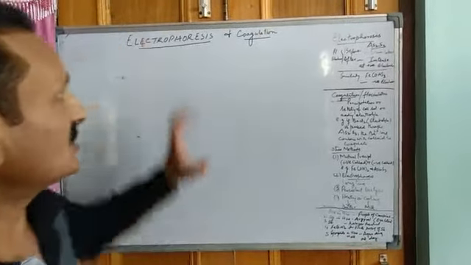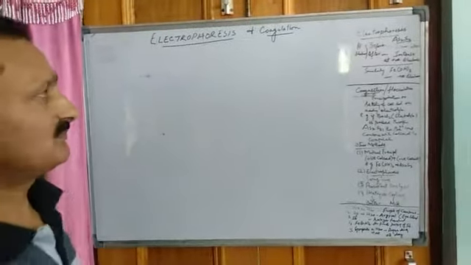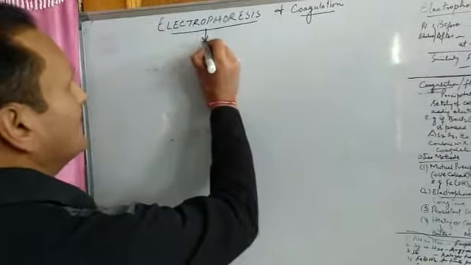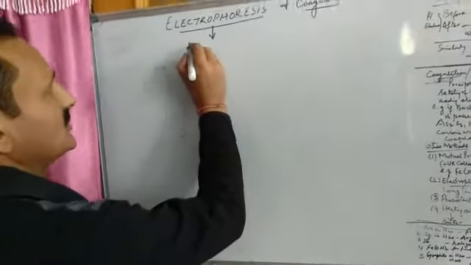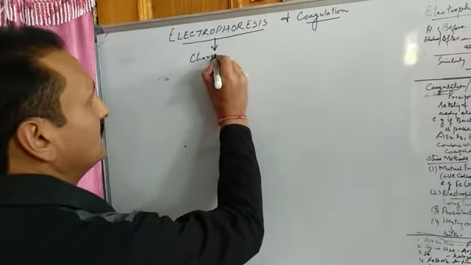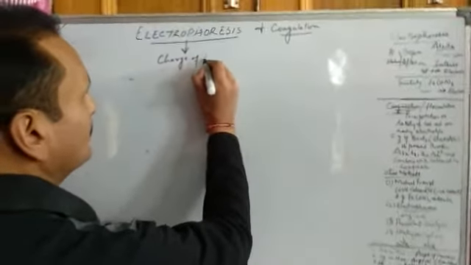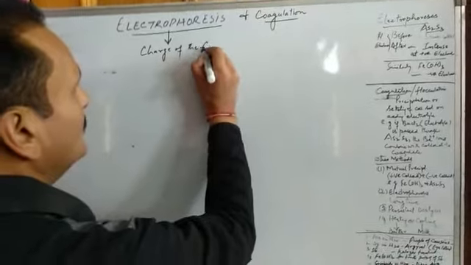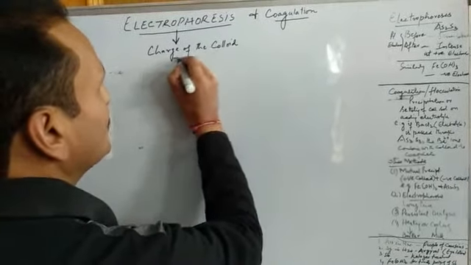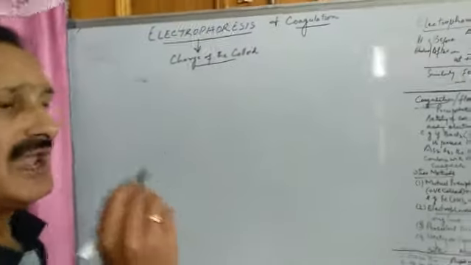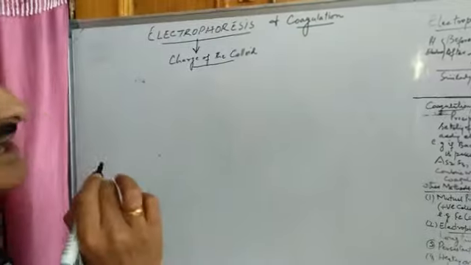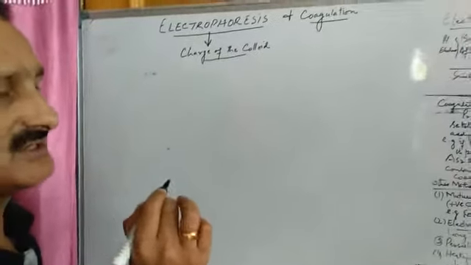First, coming to electrophoresis. Now, this property tells us the charge of the colloid. As you know, our colloidal solutions do have some charge. Either they are positively charged colloids or they are negatively charged colloids.